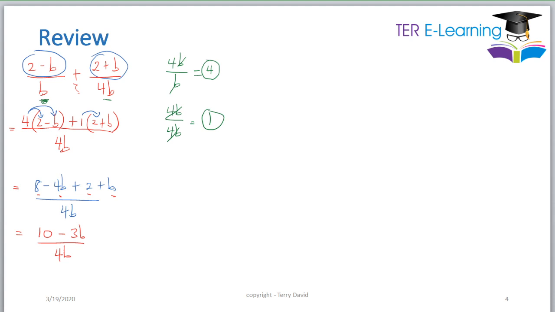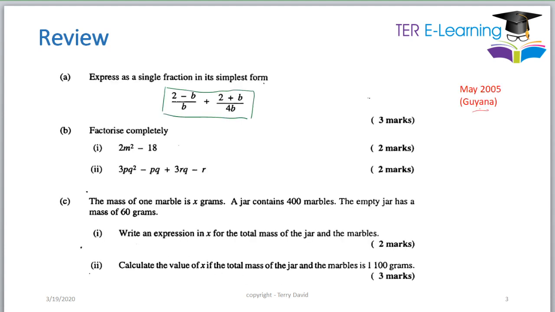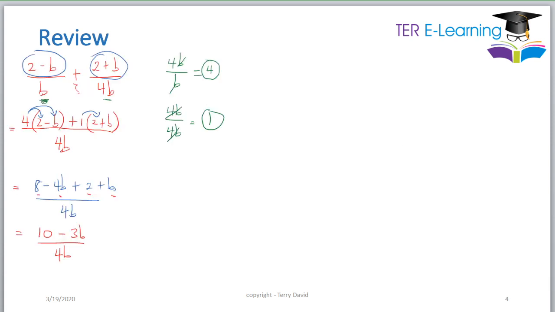Alright, so let's move on to the next part. The next part now, this is B part 1. They want us to factorize 2m squared minus 18. So let's come here. We want to factorize 2m squared minus 18.